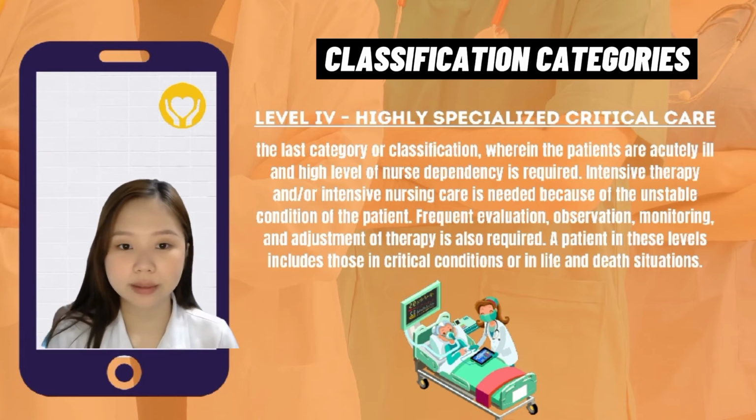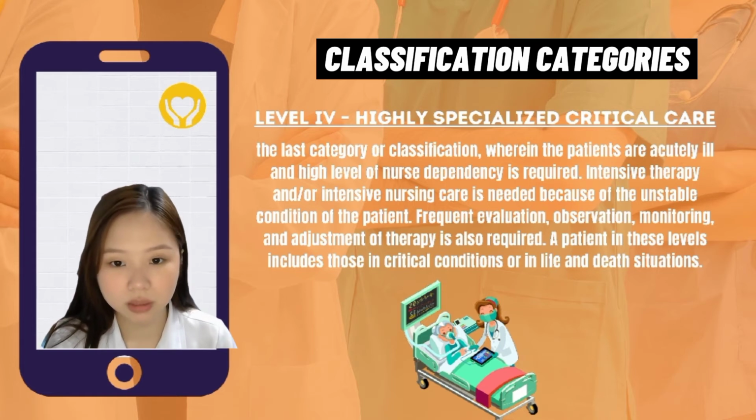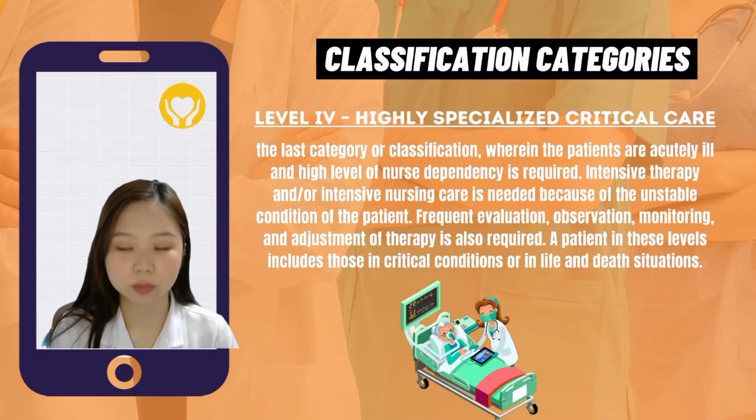Level 4 or highly specialized critical care. Patients under this level need maximum nursing care with a ratio of 80 professionals to 20 non-professionals. Patients need continuous treatment and observation with many medications, IV piggybacks, vital signs every 15 to 30 minutes, and hourly output.